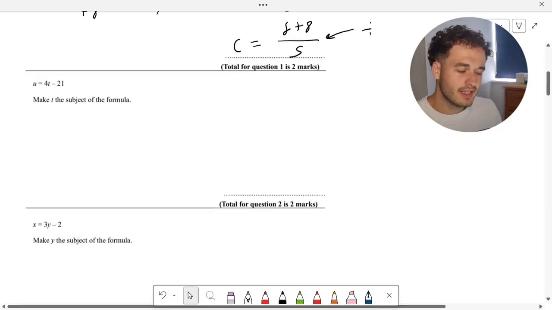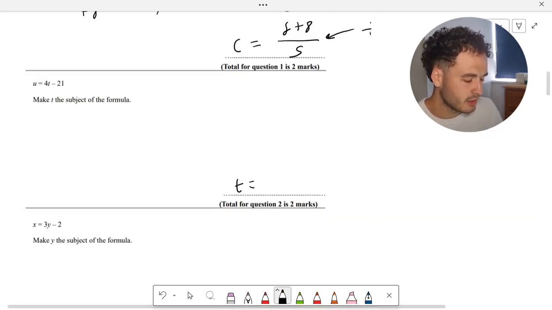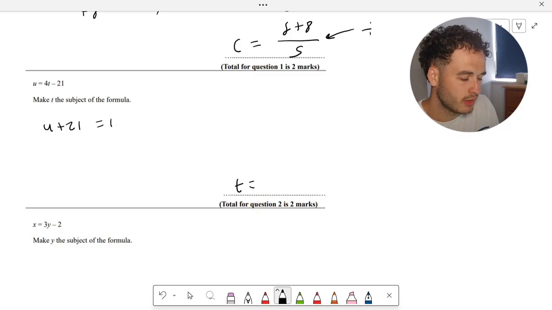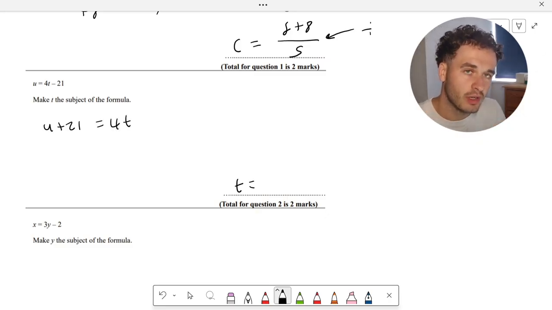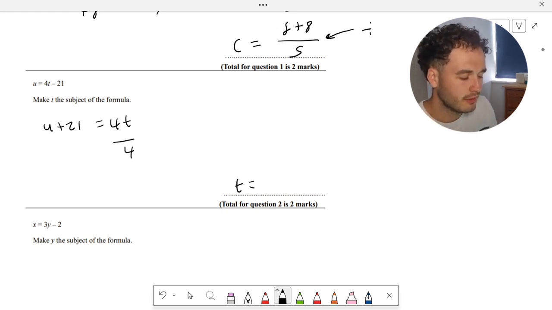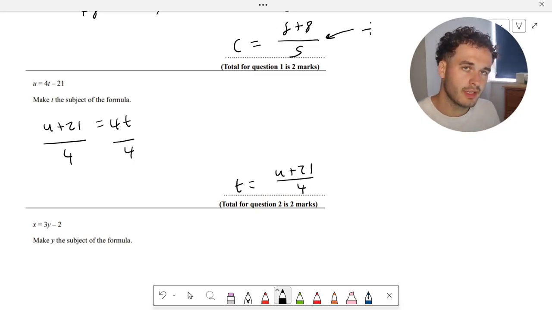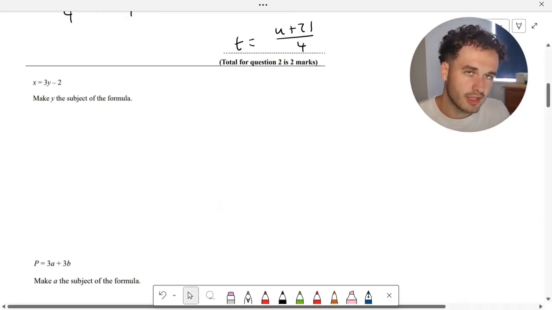Okay, let's make T the subject of the formula. So T equals is the goal. Hopefully you spotted, we need to get rid of that -21. We get rid of that -21 by adding 21 to both sides. We have 4 lots of T, we want 1 lot of T. So what do we divide both sides of the equation by? 4. Excellent. So your answer is U plus 21 divided by 4. Hopefully that makes sense.